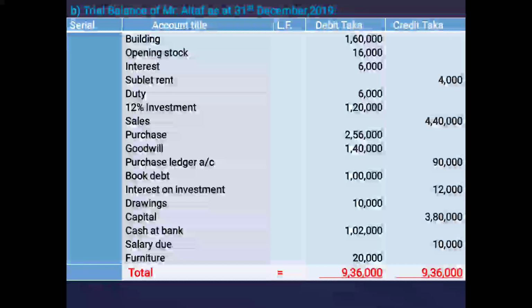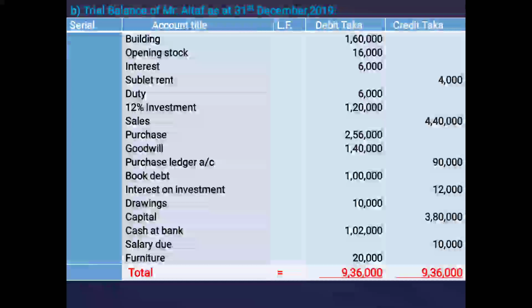in the trial balance. Goodwill, this is an intangible fixed asset, that is capital expenditure of the business, so it is written in the trial balance on the debit side, 1,40,000. Purchase ledger account, that is the amount of creditors or accounts payable, it is credited in the trial balance for taka 90,000.